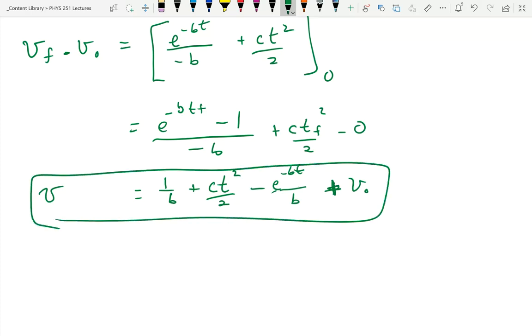And then if I want to find position as a function of time, what would I have to do? Change v to dx/dt. Right, change v to dx/dt, rinse and repeat. So that's our first option.